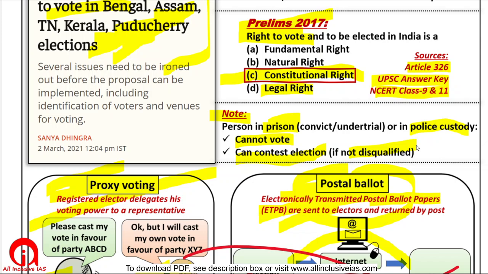Because I hope you know that if you have been sentenced for more than 2 years, then you get disqualified for the jail term and 6 years once you come out of jail. So if you are not disqualified, then you can obviously contest the elections, but you cannot vote. This is an important thing.